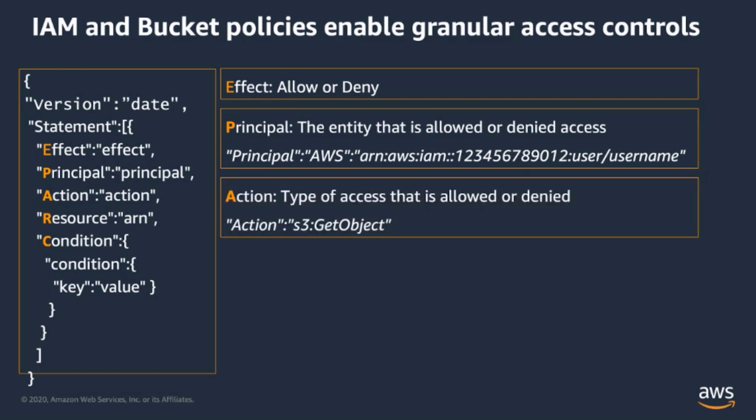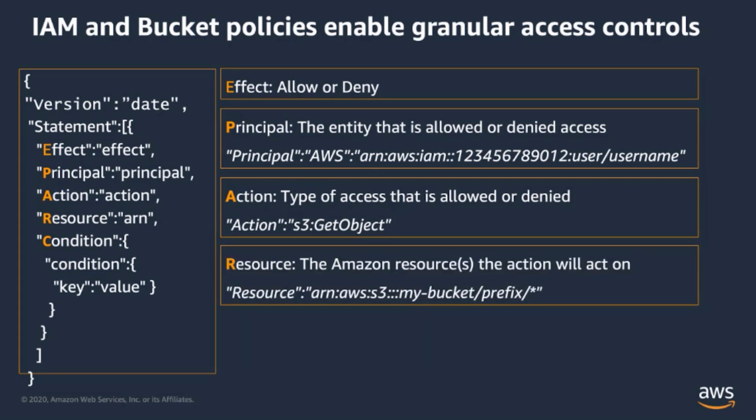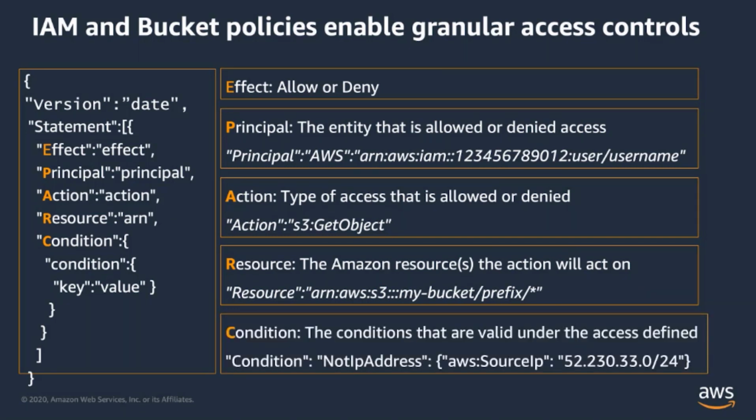Now, the action can be any type of action that is allowed or denied via the service. In this case, we have S3 GetObject, and we're using that a lot. And then the resource, this is the Amazon resource that will be acted upon. In this case, our ARN is arn:aws:s3:::my-bucket/prefix/*. So that would be the bucket my-bucket, and then the objects that begin with prefix/. Any object that begins with prefix/ would be the resource that we're talking about in this particular access policy. And then conditions.